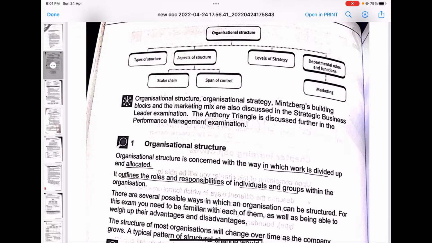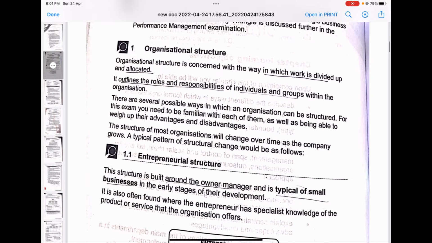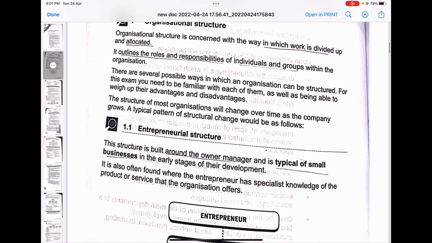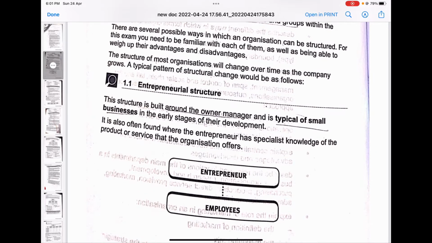Okay, so what is organizational structure? Organizational structure is concerned with the way in which work is divided up and allocated. It outlines the roles and responsibilities of individuals and groups within the organization. There are several possible ways in which an organization can be structured, so we need to be familiar with the ways organizations can be structured.